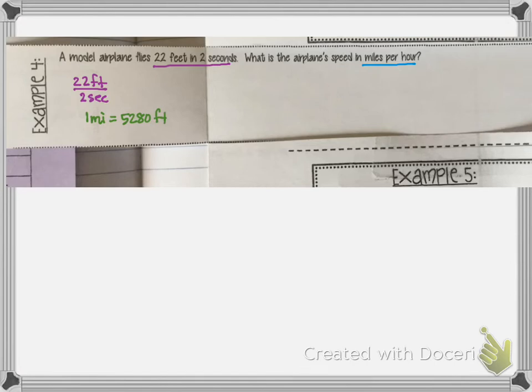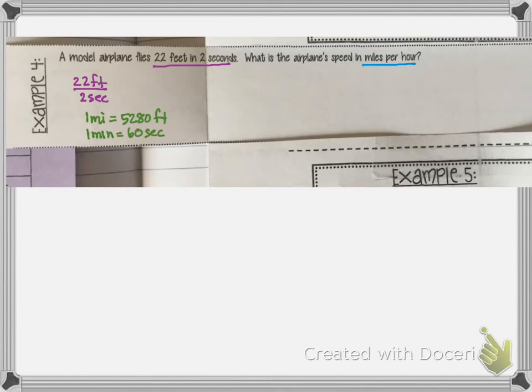And what else do I need? So that takes care of miles and feet. And then seconds need to go to hours. Okay, well, I know that 1 minute has 60 seconds. Now I get to get minutes to hours.